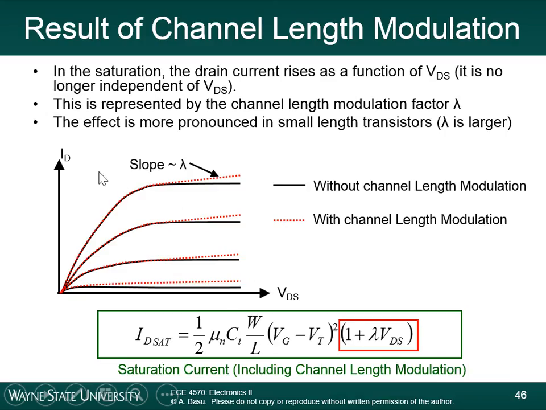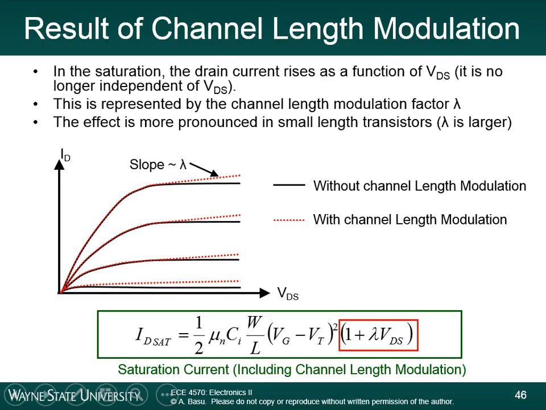The slope of this line is what's called the channel length modulation factor, lambda. The effect is more pronounced in small length transistors. In other words, lambda becomes larger in really tiny transistors. So the slope of this will increase. It'll become less horizontal the smaller the transistor is.